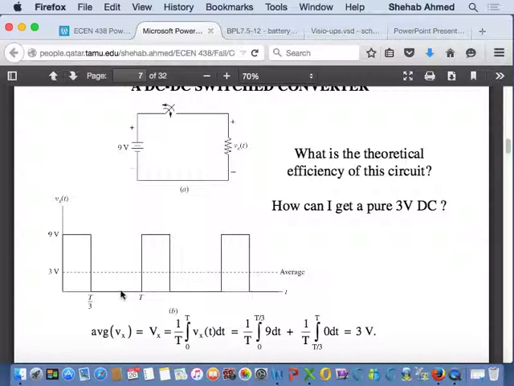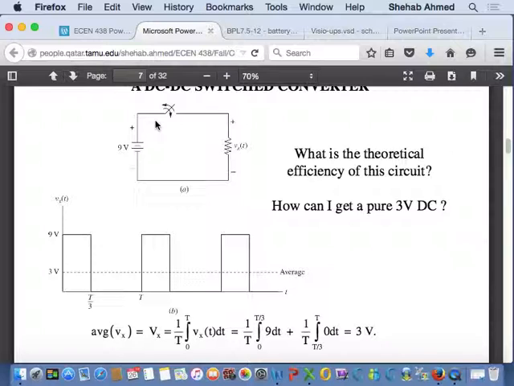So what if I keep the switch on for a longer period of time? What's going to happen to my output voltage? The average will increase. The average value is basically the area under the curve. So if you increase the duty ratio or duty cycle, the on duty cycle, then the average voltage will increase. That's how you control a power supply.